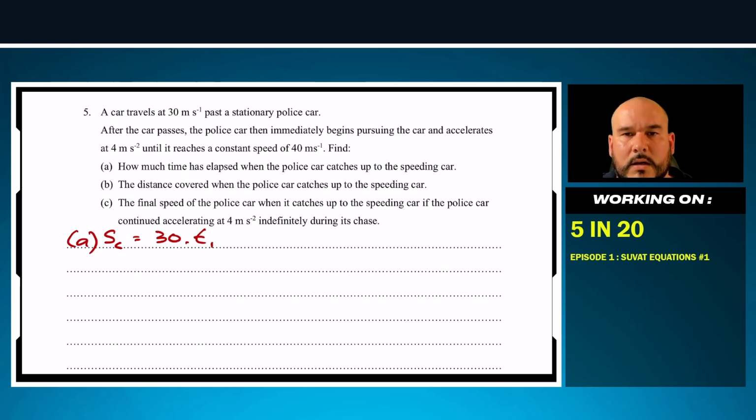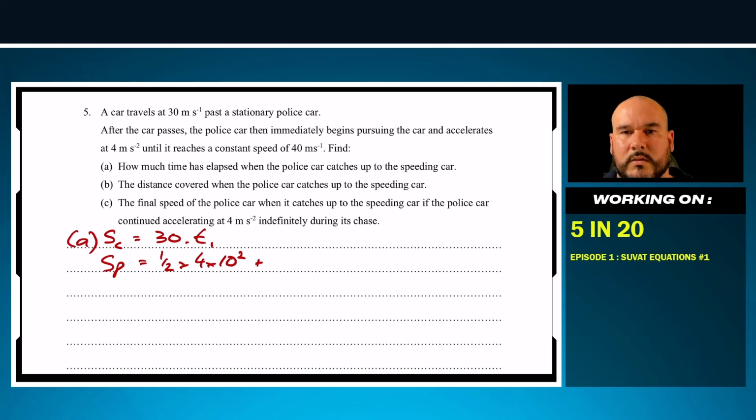So the first part of its motion is ut plus half at squared, but u is equal to 0, so it's just half at squared. Our distance covered by the police car in the first part of its motion is half at squared, where a is 4 and the time it's accelerating for is 10 seconds. So it's a half times 4 times 10 squared.